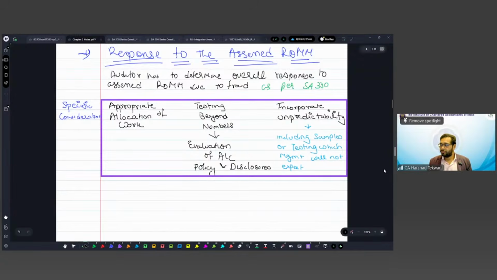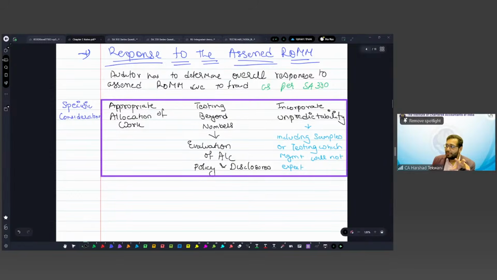Yes, sir. In that case, we need to bring down the materiality level also to check, and also we can look at different sampling rather than that. Yes, absolutely correct. Now, these are some specific considerations with respect to performing the testing.